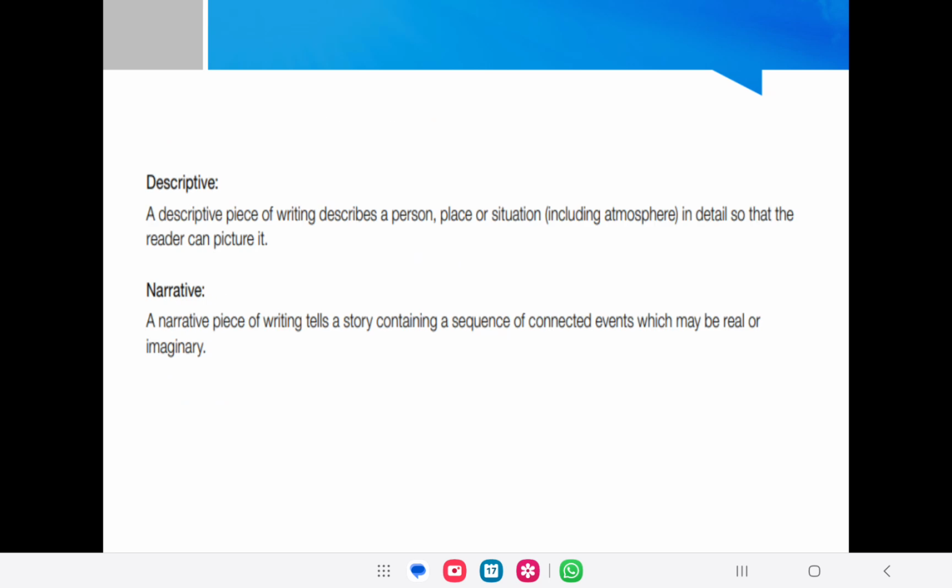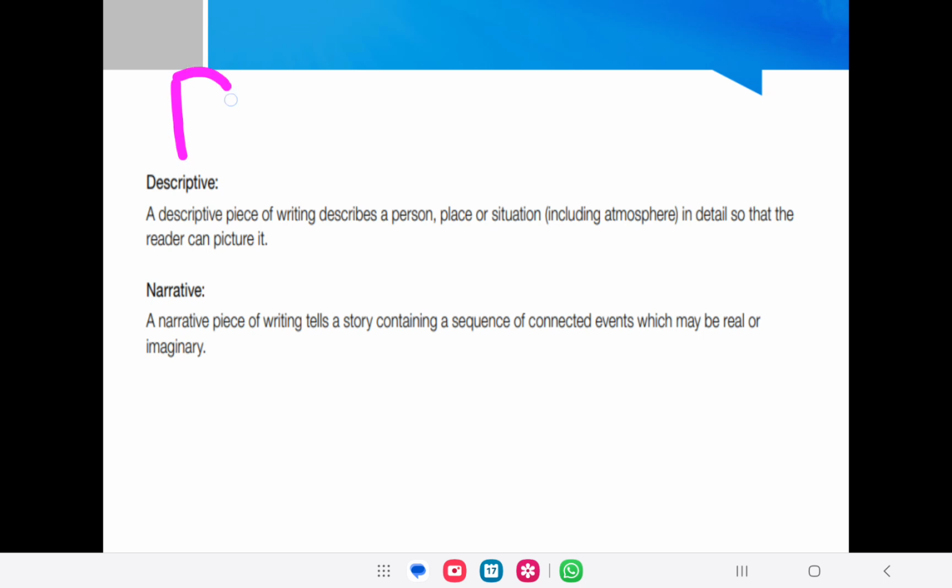Now what is a descriptive essay? A descriptive piece of writing describes a person, place or situation, including atmosphere, in detail so that the reader can picture it. We'll discuss them in detail. At the moment we are just discussing the syllabus, so I'm not going into detail. Then narrative. A narrative piece of writing tells a story containing a sequence of connected events which may be real or imaginary.